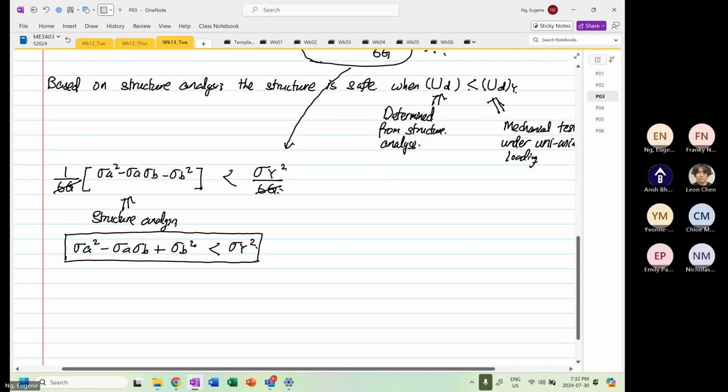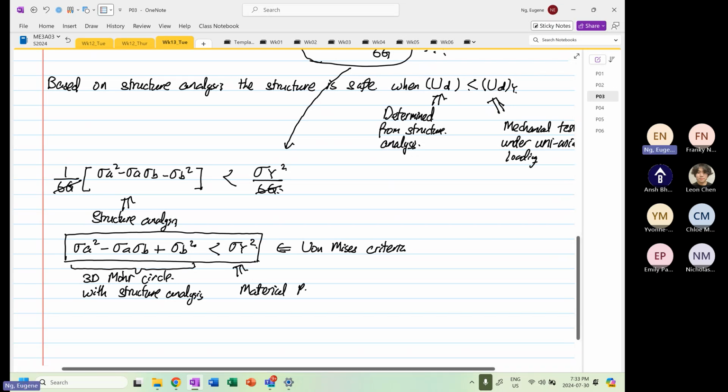So this is what we call the von Mises criteria. On the left-hand side, this is acquired from 3D Mohr's circle with structure analysis. I will show you an example. This is now the theory, and over here, this is your material property.